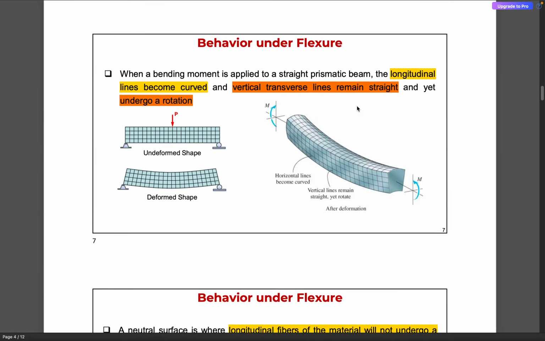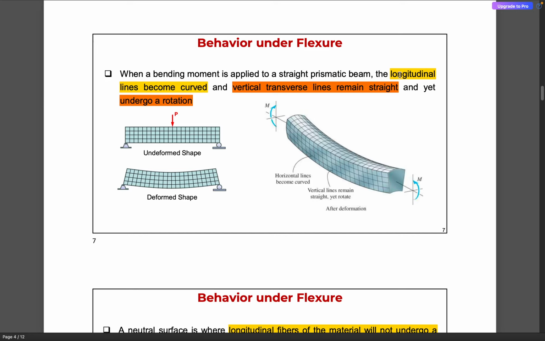So when we consider a straight prismatic beam, a prismatic beam is one where the cross-sectional properties are uniform across the length of the member. When a bending moment is applied to a straight prismatic beam, we look into what happens to the longitudinal lines and the transverse lines. These are the longitudinal lines and these are the transverse lines.